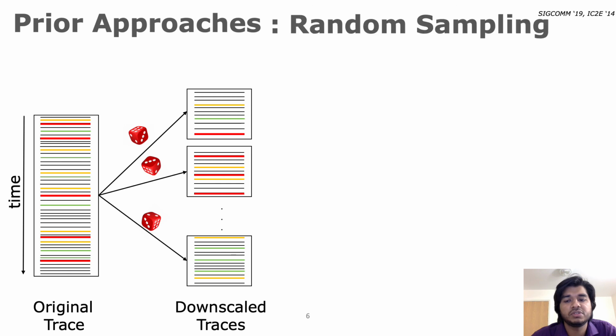We call this approach random sampling. One key downside of this approach is that it can easily exclude important requests. Furthermore, the probability of being excluded is higher for rarer requests. As a result, the resultant downscaled trace may not be representative of the original trace.